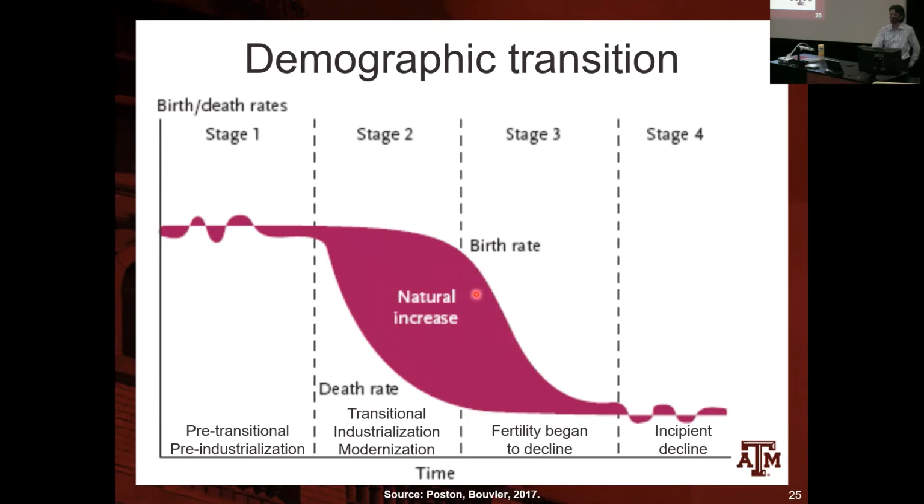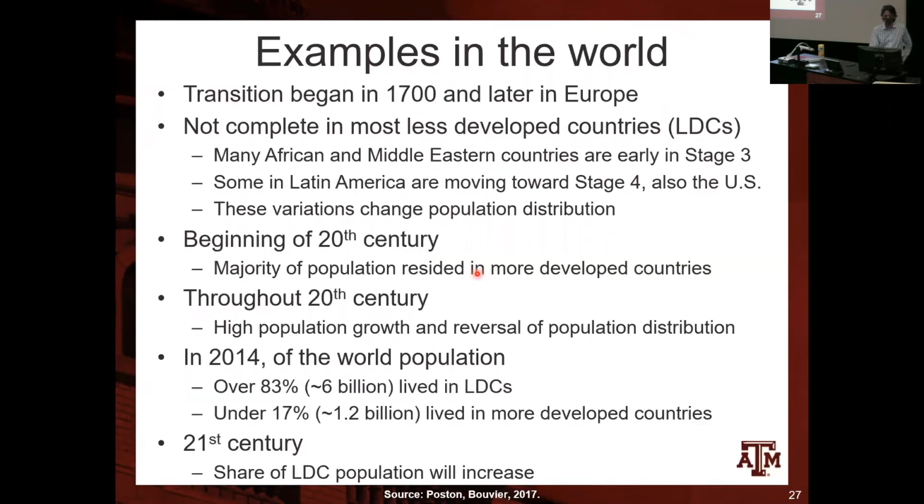And that's exactly related to what we saw in Nigeria, India, that they expect to have huge population growth in these next years. And as we saw in those projections until 2050 and 2100 in African countries, exactly because their fertility is too high. Some in Latin America are moving towards stage 4, also the US. And these variations change population distribution.